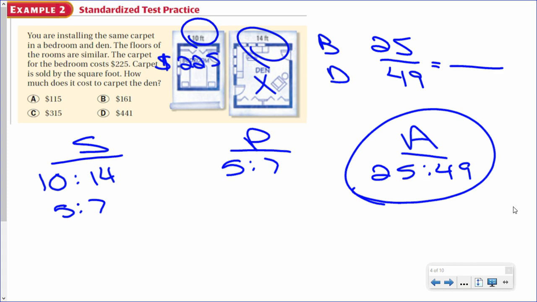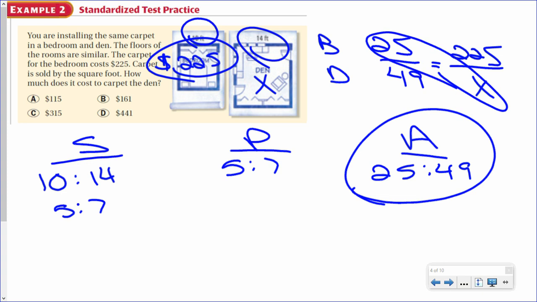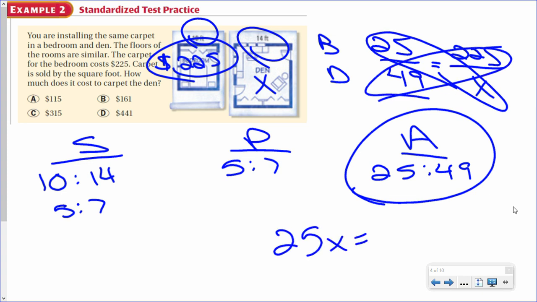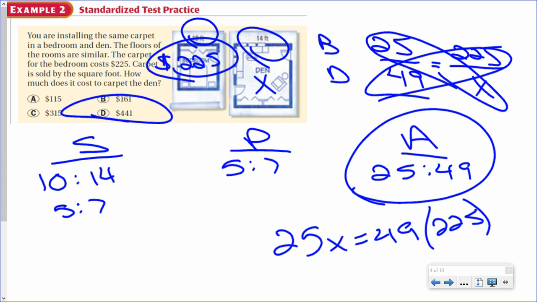Now, the $225, that went with the bedroom, so that'll go on top, $225. X is what we're trying to find. Cross them up diagonally. 25x equals 49 times 225. Okay, you'll multiply and then divide by 25. The final answer for this one would be $441. It costs $441 to carpet the den.